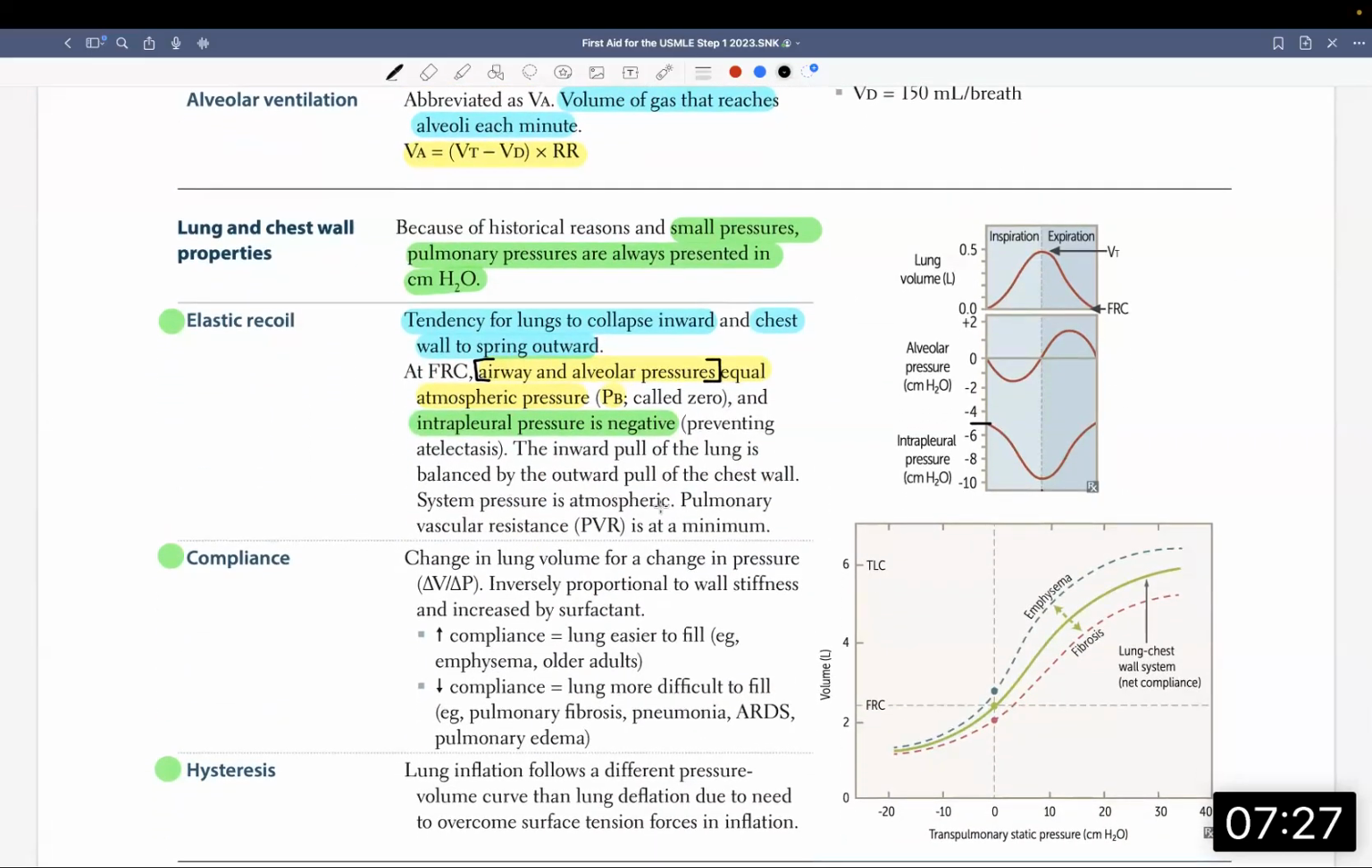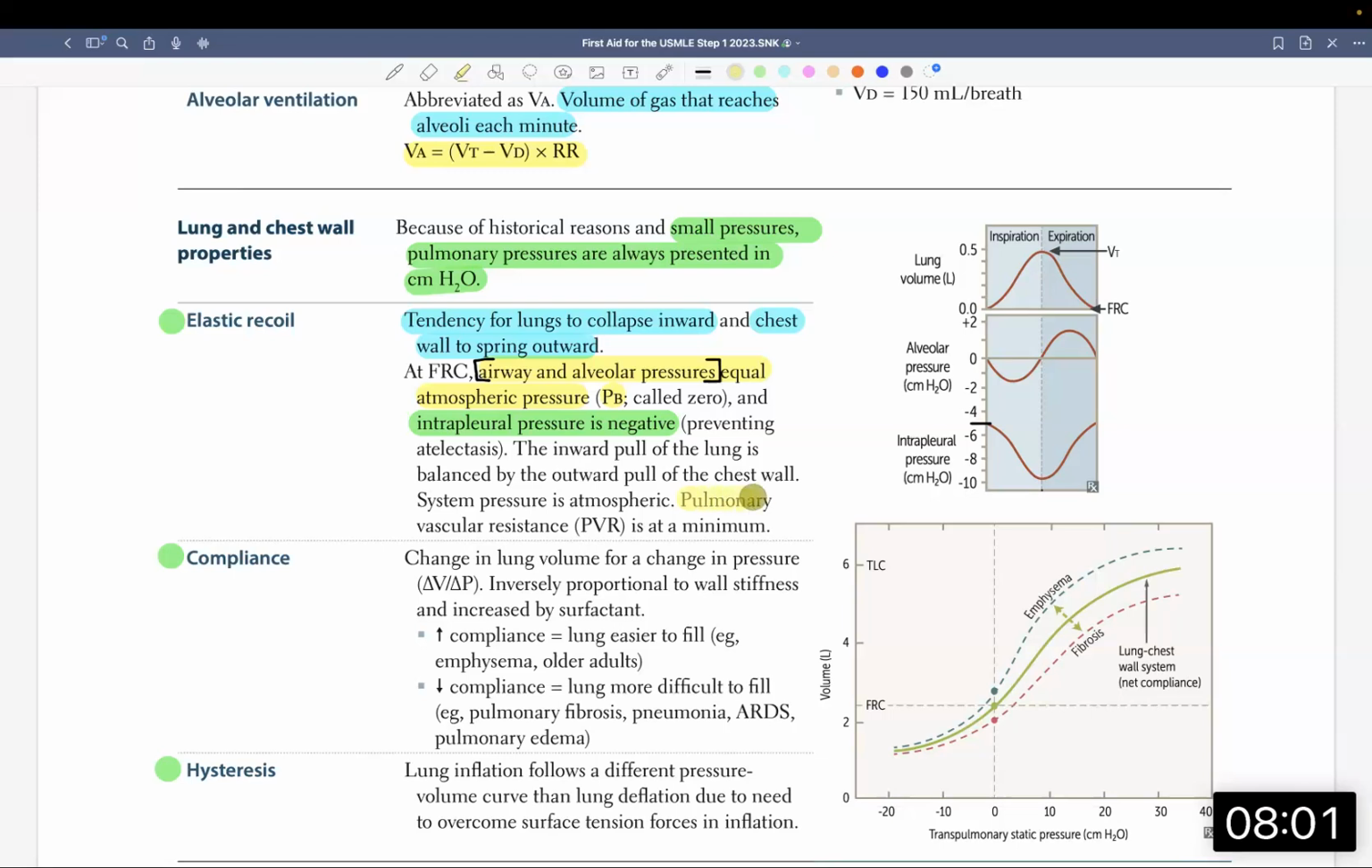System pressure is atmospheric. Pulmonary vascular system pressure is atmospheric. I don't know what they mean by that. System pressure is atmospheric. Pulmonary vascular resistance is at minimum. The resistance of the pulmonary vessels is the lowest at this point. Does anyone get this one? Systemic pressure is atmospheric. What do they mean?